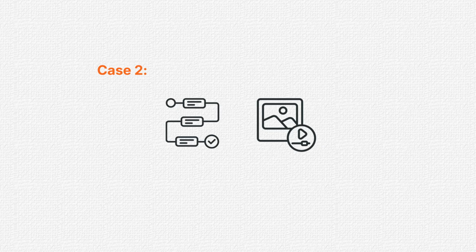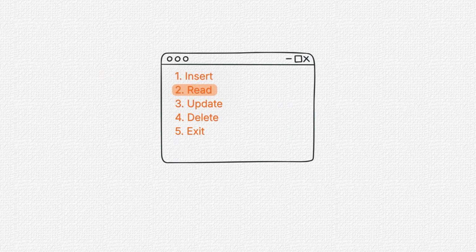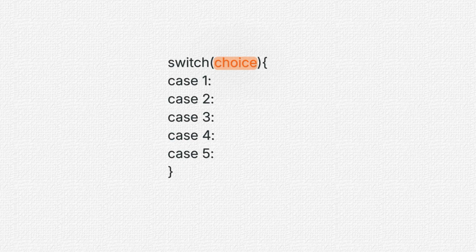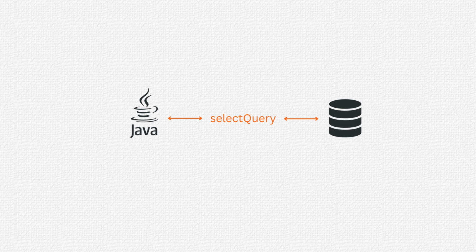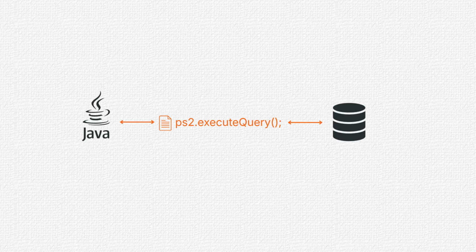Now let's understand the case 2 flow visually. When the user enters 2, the value 2 is stored inside the choice variable. Then the switch statement checks the value stored in choice. Since the value is 2, case 2 starts executing. First, a select query is created to retrieve all the records from the student table. After that, a PreparedStatement object is created using the select query. Next, the execute query method is called to run the query inside the database.